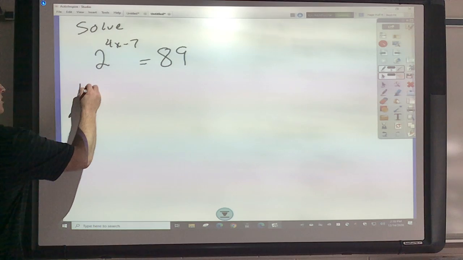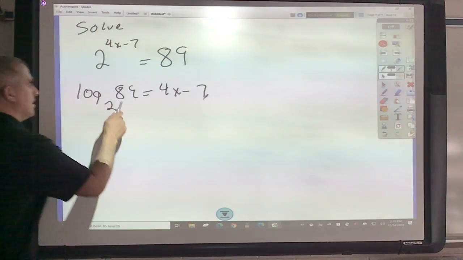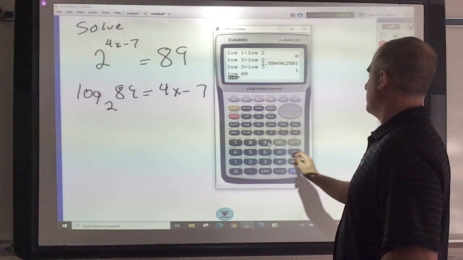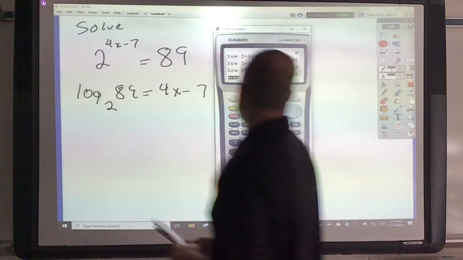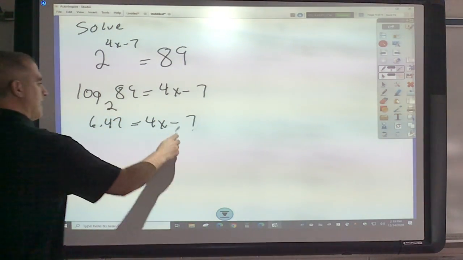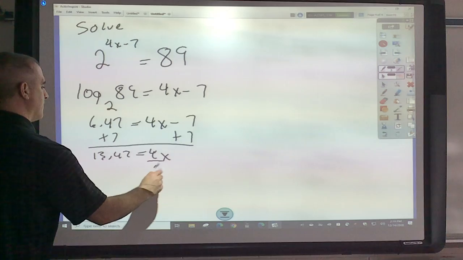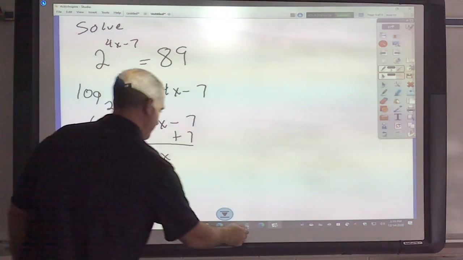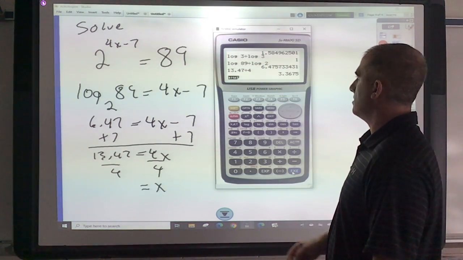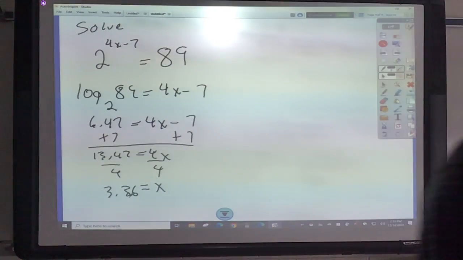So this would be log base 2. The 89 would come over to this side. The 4x minus 7 comes over there. So now I'm going to do a change of base. Log of 89 divided by the log of 2 gives me 6.47. So then all I want to do is add 7. 4x equals 13.47, and then divide by 4. 13.47 divided by 4 is going to be 3.36. So that's an example of a problem.